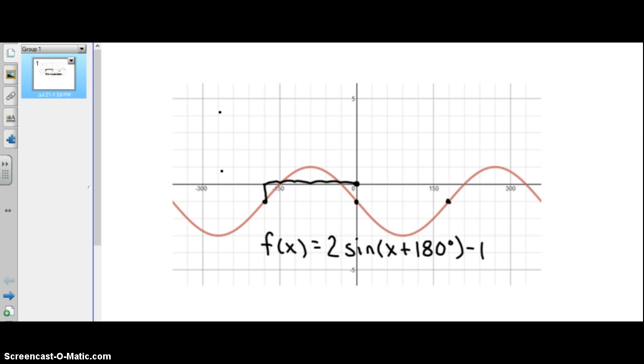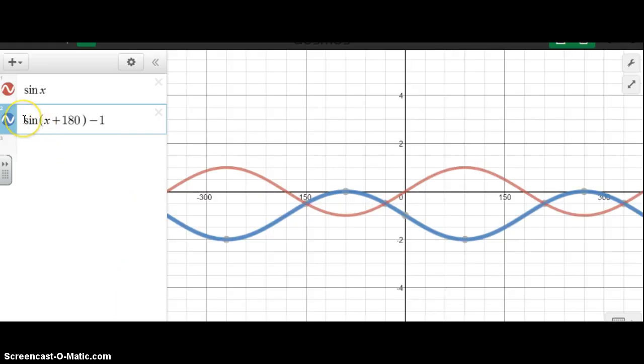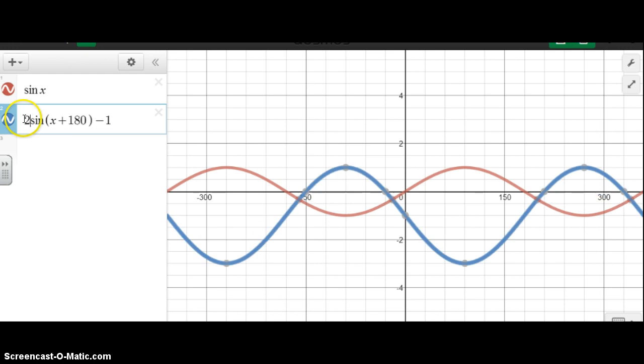Let's go back to our graph and make that change and see how well we've done. I'm going to add a 2 in front of the sine, and there we have it. You can see that the maximum now goes up to 1 and the minimum extends down to -3. We've matched the graphical model that we were trying to match.